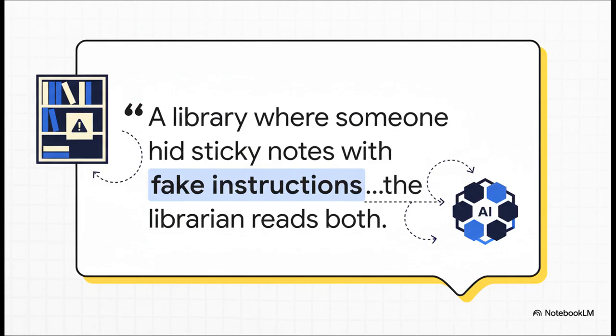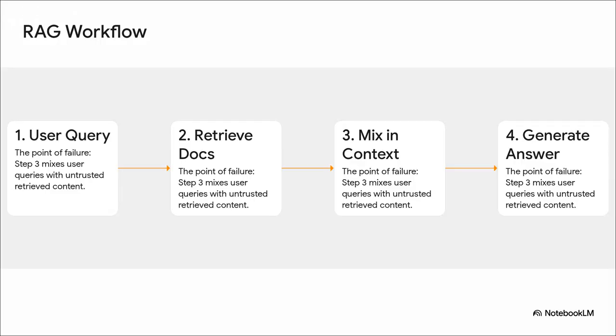It just sees text. Okay, so where in your tech stack does this actually happen? Well, it's right here, at what we call Retrieval Augmented Generation, or RAG systems. It's a super common setup. A user asks something, the system fetches some relevant documents, and then, and this is the critical part, step 3, it combines the user's question with the content from those documents. That moment of mixing is the vulnerability. That's when the sticky note gets read right alongside the book.